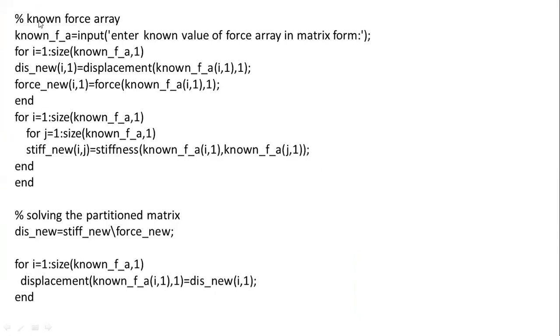Basic primary condition. When you know the force, we can find out displacement, and vice versa. When you know the position of displacement parameters, we can able to find force, or we can say reaction on fixed support. Okay. So known FA, known force array. Here enter the known value of force array in matrix form. Okay. We know the known force array, that is value equal to 2. Okay. At the second node we know the position, means 400 kilonewton.